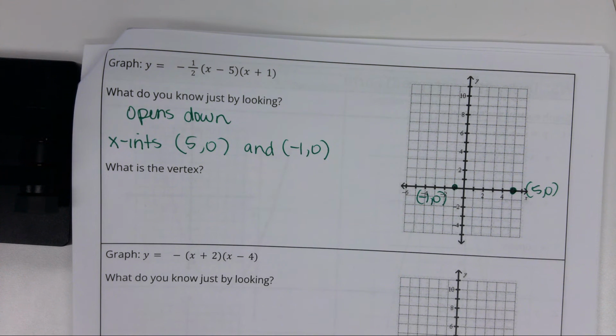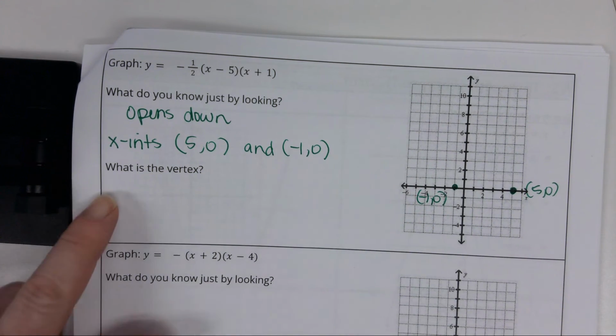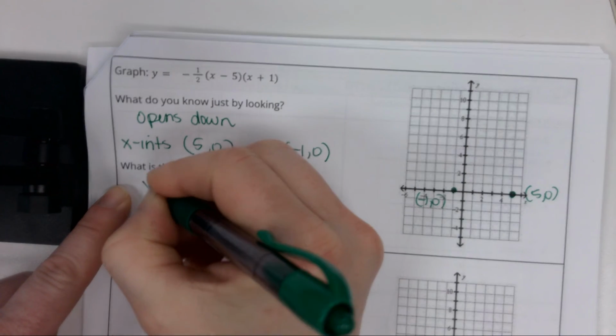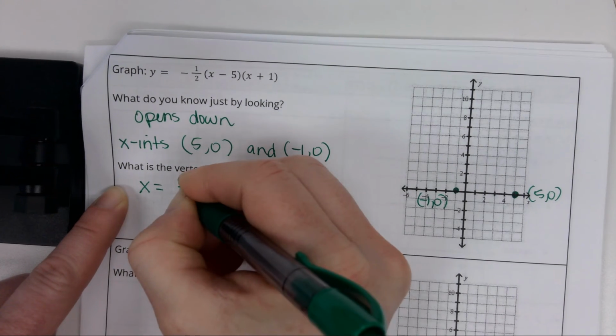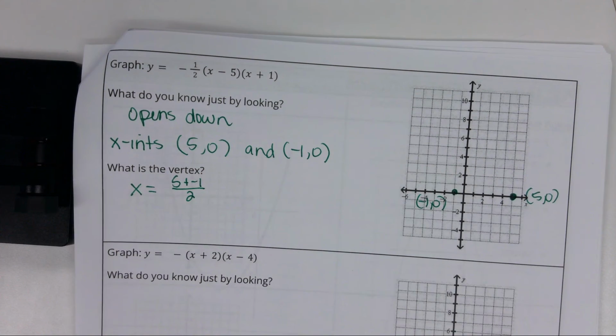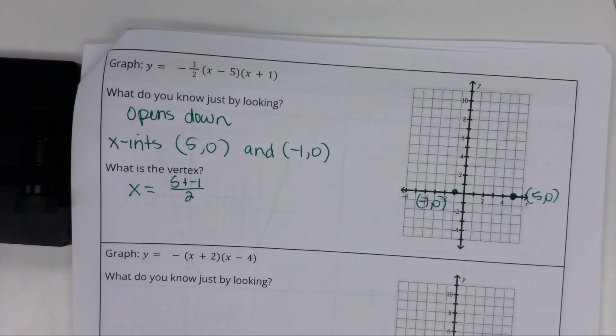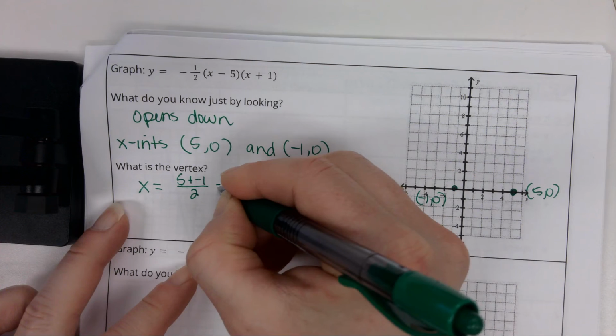Does anyone remember? I only did one. Do you remember what to do next? How do I find the vertex? Yep, we're going to find halfway in between to find the x-coordinate. So we're going to go x equals 5 plus -1 divided by 2. I think we can do that in our heads. 5 plus -1 is 4. 4 divided by 2 is 2.